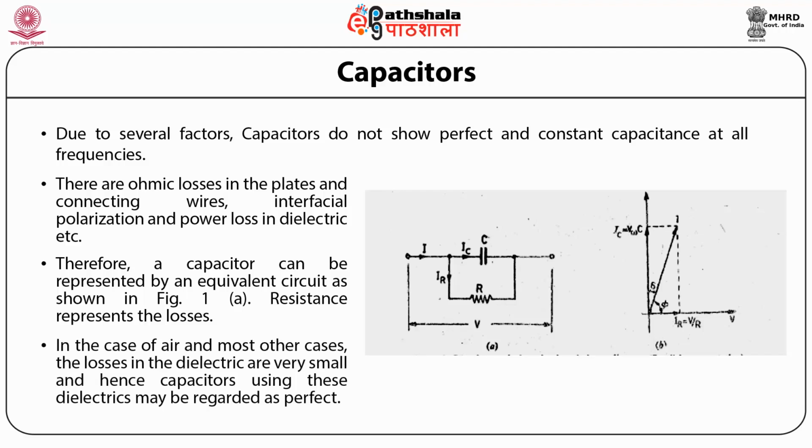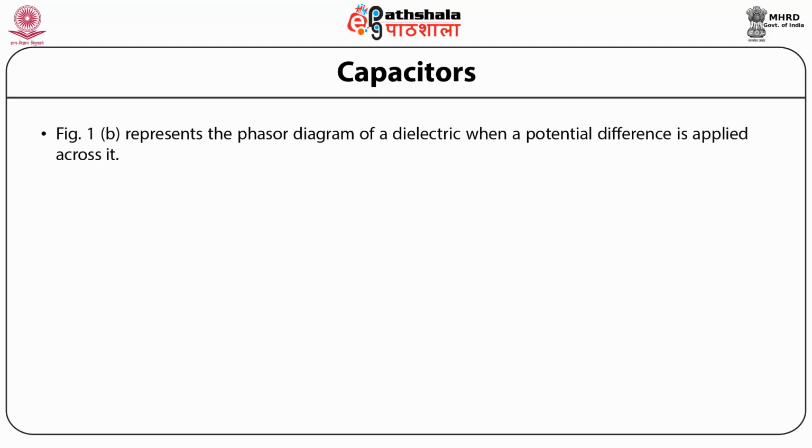In the case of air and most other cases, the losses in the dielectric are very small, and hence capacitors using these dielectrics may be regarded as perfect. Figure 1b represents the phasor diagram of a dielectric when a potential difference is applied across it. The various terms so used are defined as follows.